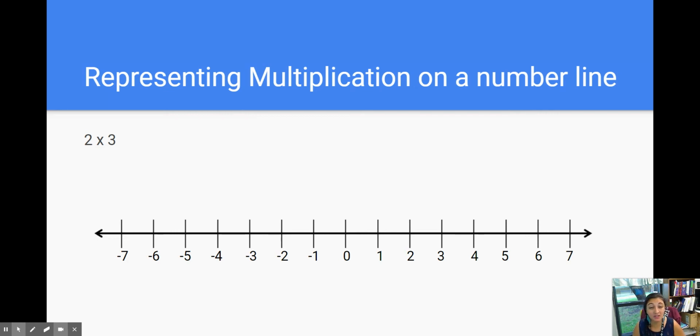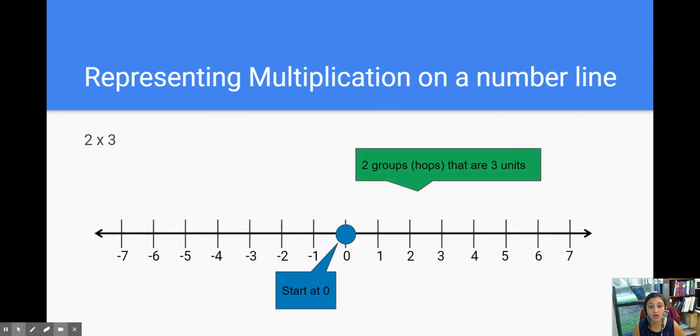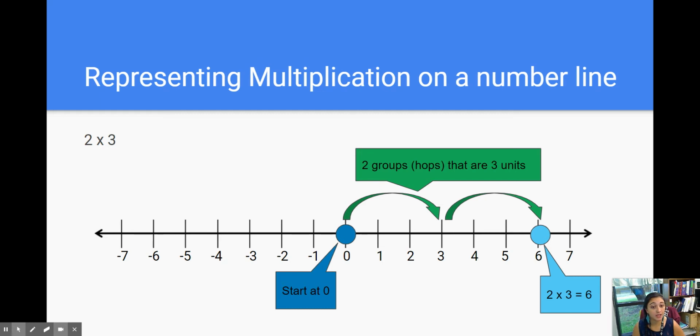All right, so representing this on a number line. This is a little bit different. Whenever you're dealing with multiplication of integers, you always want to start at 0 on the number line. So 2 groups of 3. That means we are going to hop 2 times, and each time is going to include 3 numbers. If you look at the screen, you'll notice you've got 1 hop and another hop, and then you've got 3 in each hop. That's 2 groups of 3. So 2 times 3 is 6. And look where we landed on the number line, at 6.